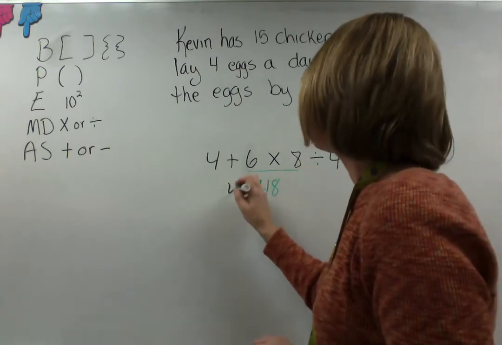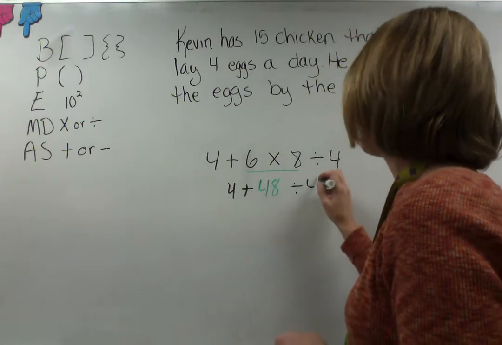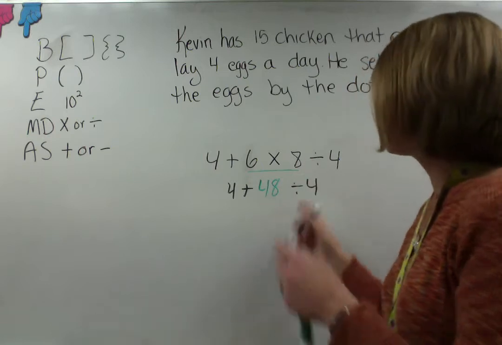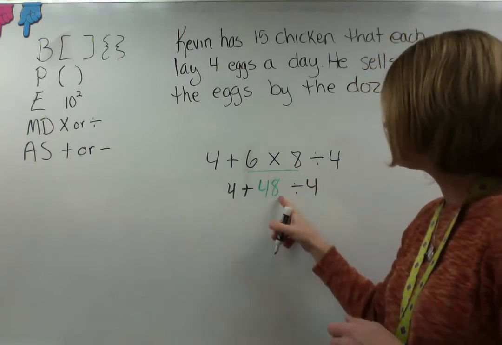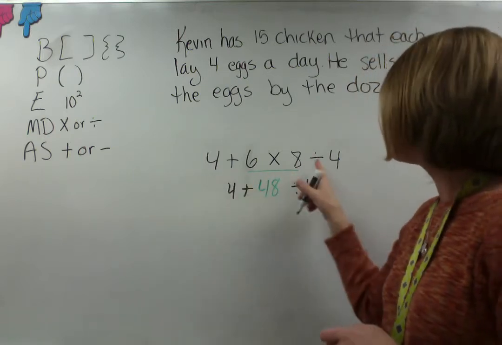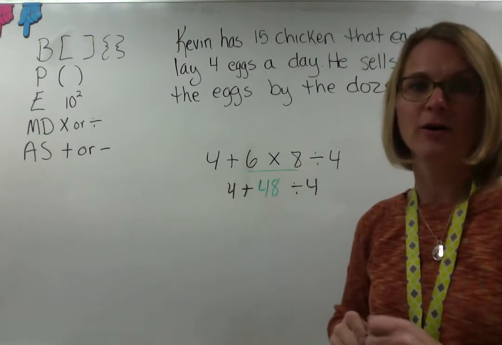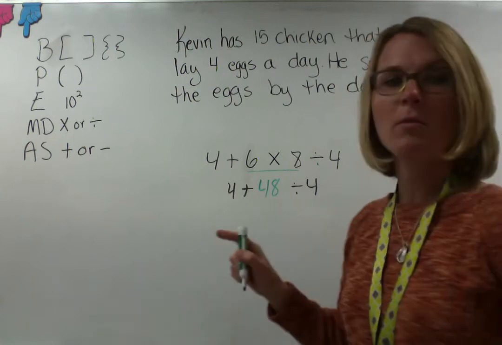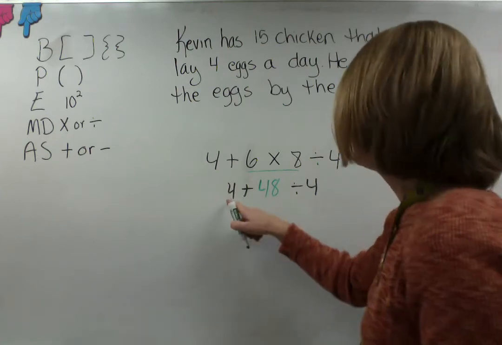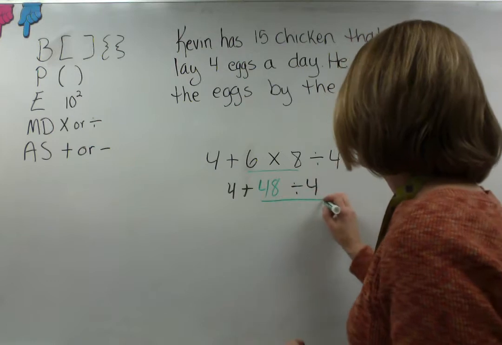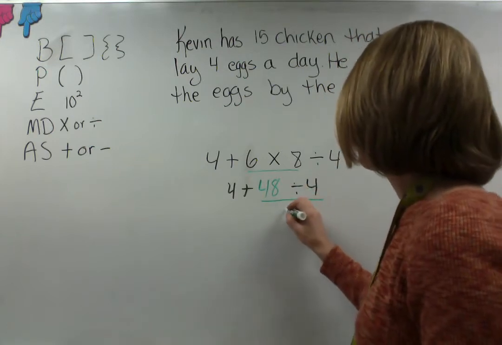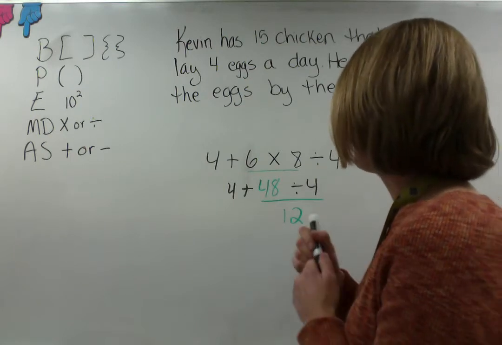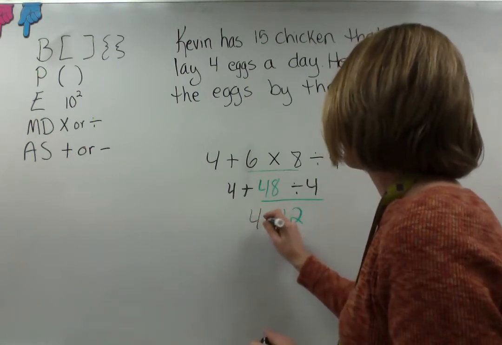And then I still have all this that I have to do. So I'm going to rewrite the rest of the problem, keeping it all together to remind myself I've only done this one step. I still have this and this that I have not solved for. Now I have to make sure there's no more multiplication or division. So I look and now I have division. So I have 48 divided by 4, so that's going to be 12. So I've solved that part of the problem, but I still have this part.